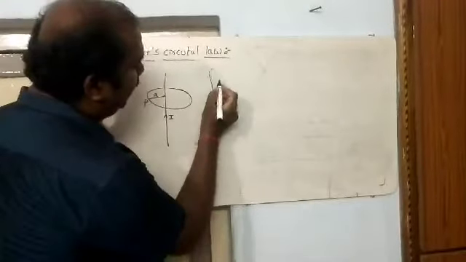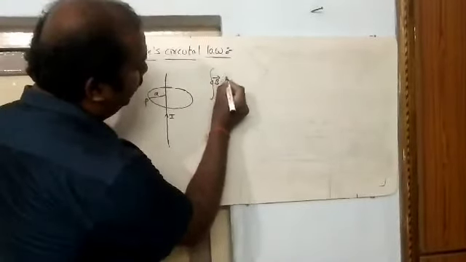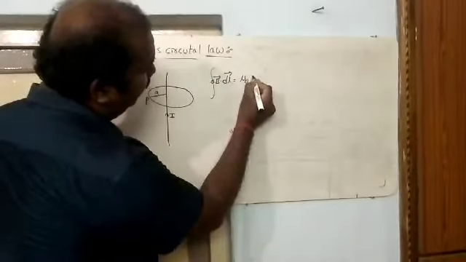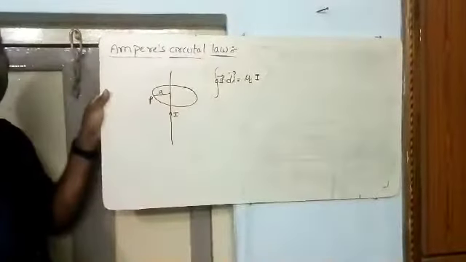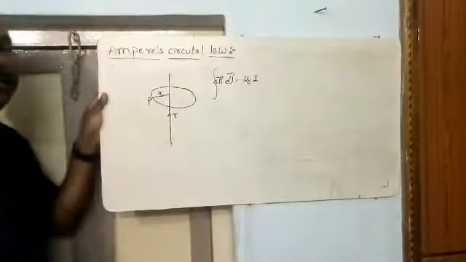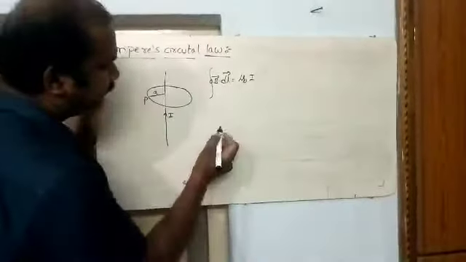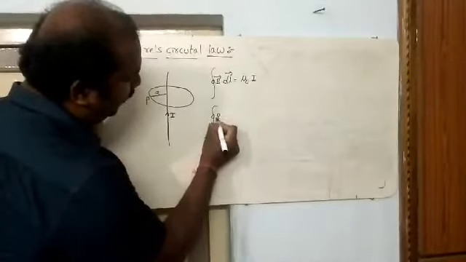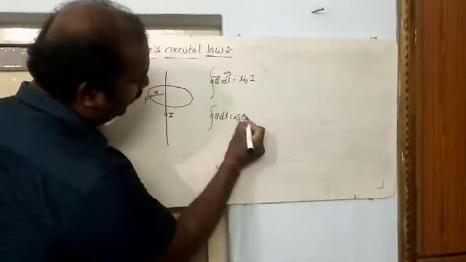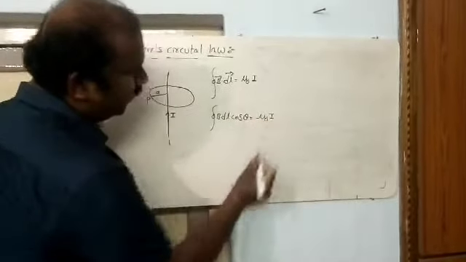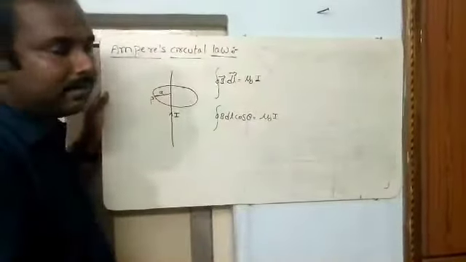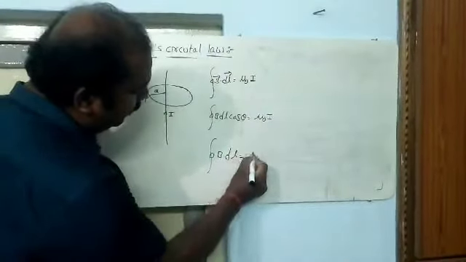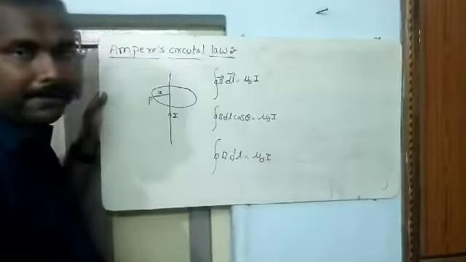Now here I am using Ampere circuital law. Integral B bar dot dl bar is equal to mu naught times net current passing through the circuit. B bar dot dl is nothing but B dl cos theta, which is equal to mu naught times I. If both are parallel, cos theta is equal to 1, and simply you can get integral B dl is equal to mu naught times net current I.